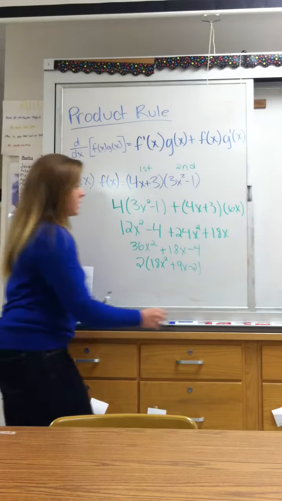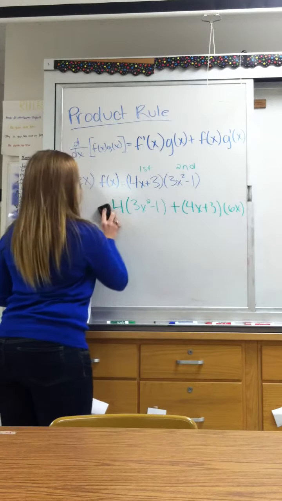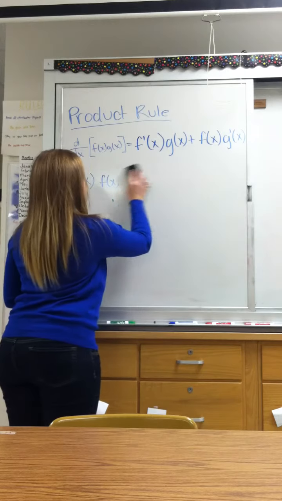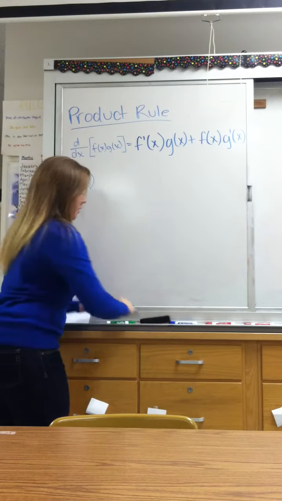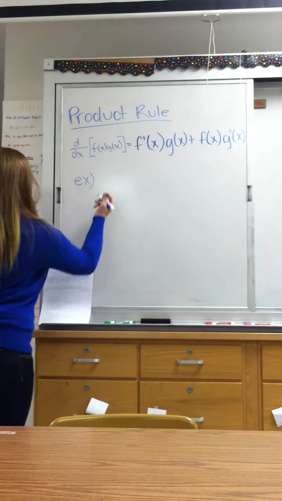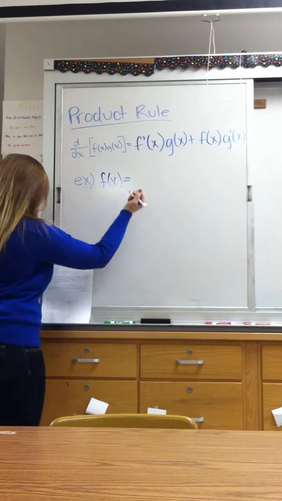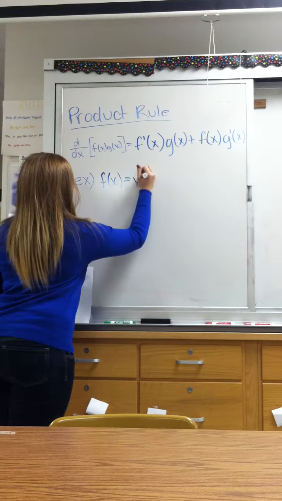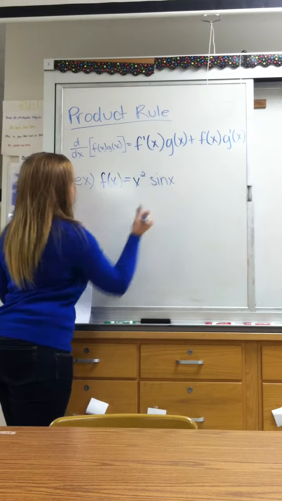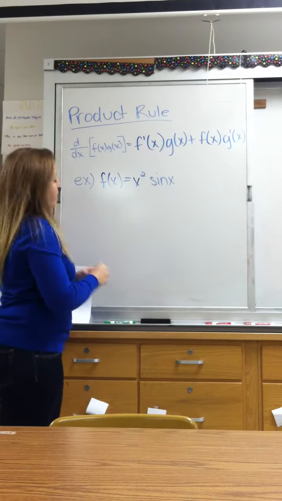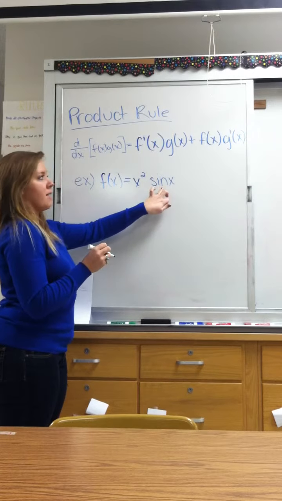Let's try another example using trig. Okay, our next example is going to be f of x equals x squared sine of x. Okay, so our first term is x squared, and it's going to be times the sine of x.